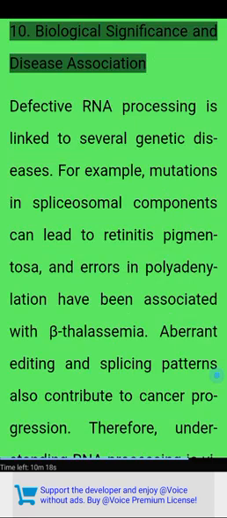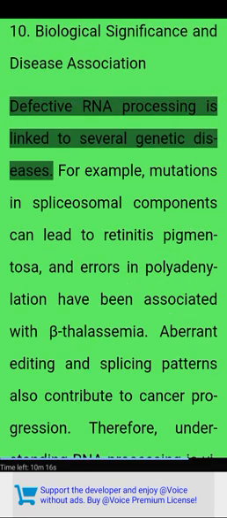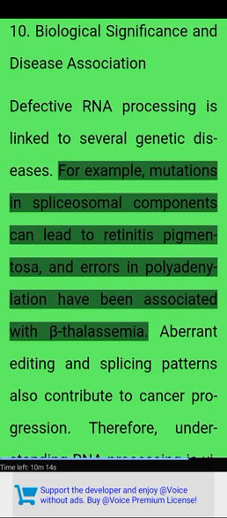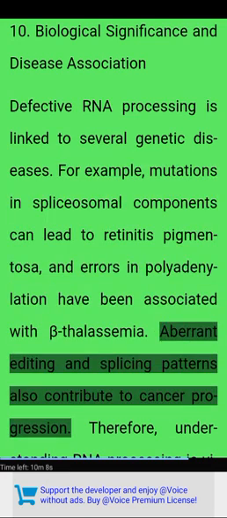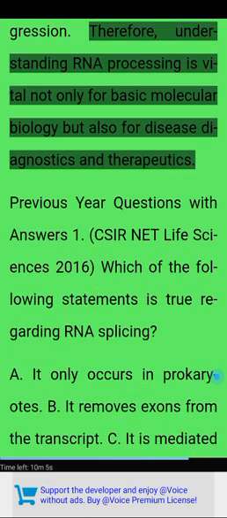10. Biological significance and disease association. Defective RNA processing is linked to several genetic diseases. For example, mutations in spliceosomal components can lead to retinitis pigmentosa, and errors in polyadenylation have been associated with beta thalassemia. Aberrant editing and splicing patterns also contribute to cancer progression. Therefore, understanding RNA processing is vital not only for basic molecular biology but also for disease diagnostics and therapeutics.